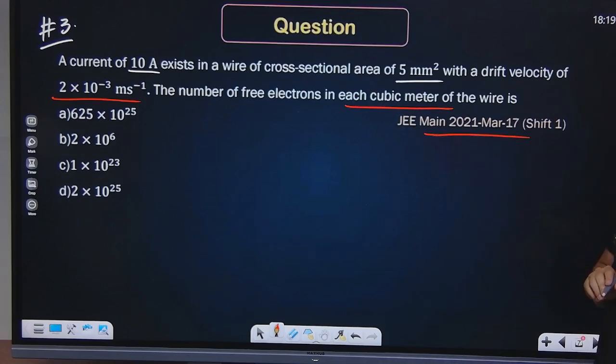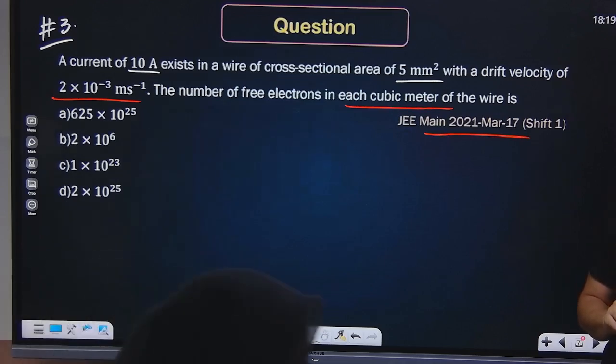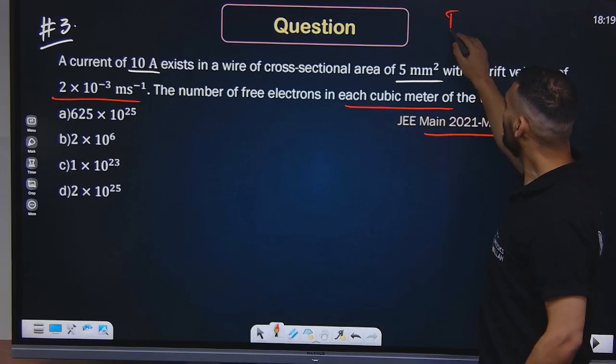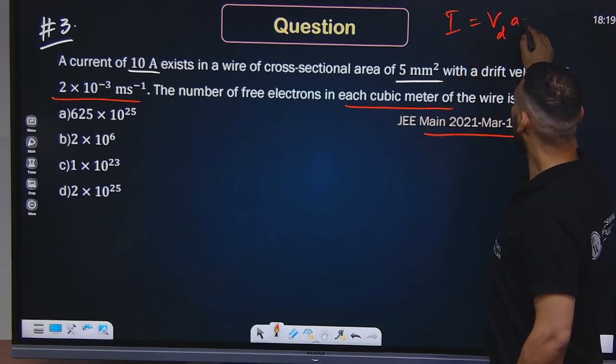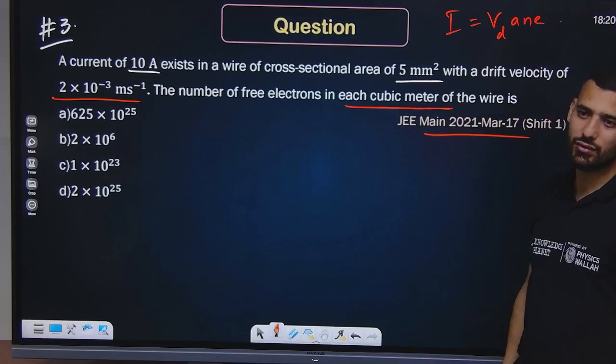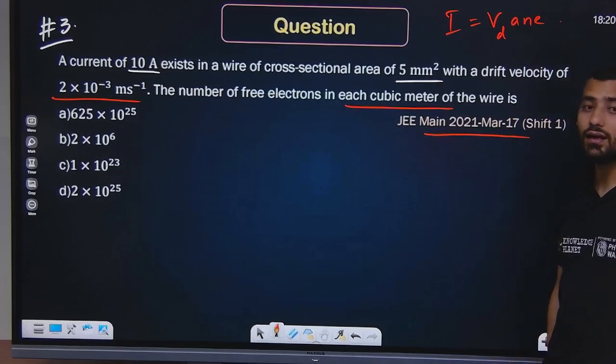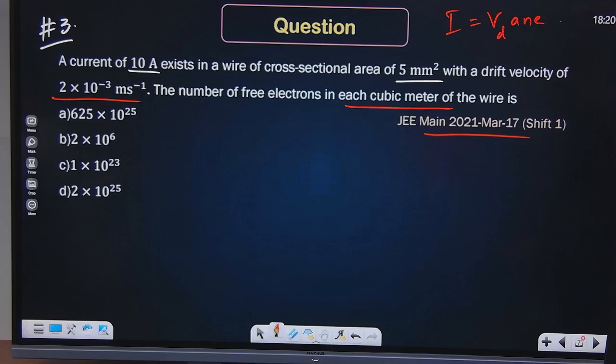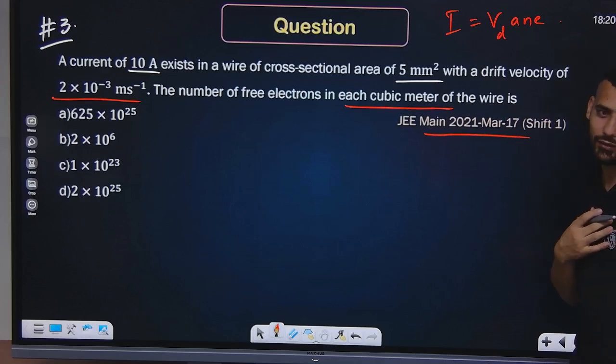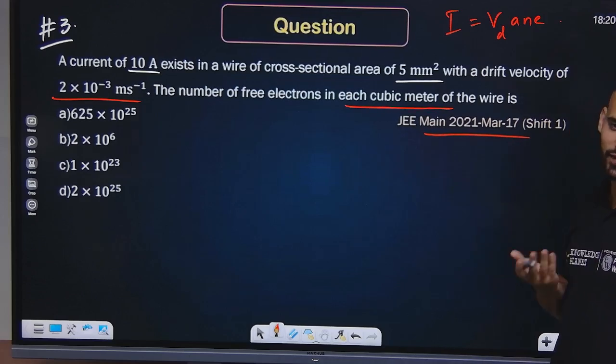Can you tell me what comes to your mind when you see the values given? I is equal to nAvd, so it is better to remember it as I equals nAev. I don't know how you remember it, but I equal to neAvd is better.